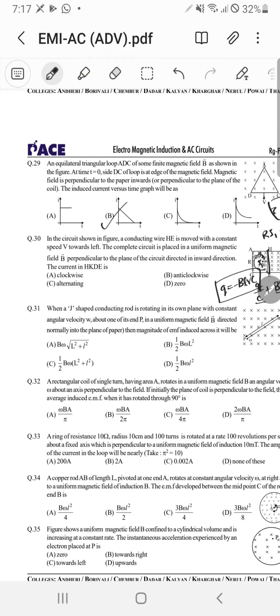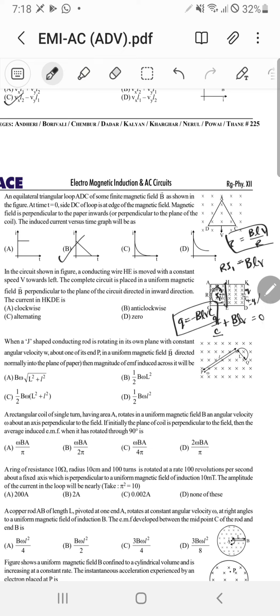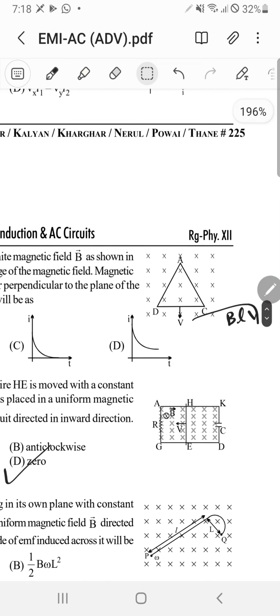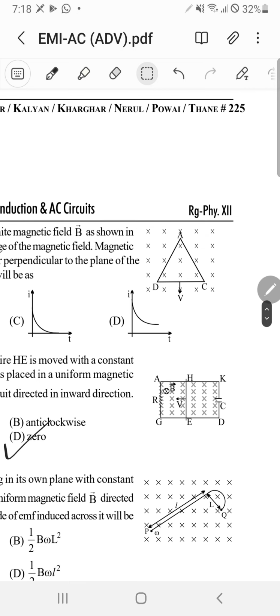So what do we want? Complete circuit is okay. Current in HKDE. That's 0. We just saw that. I thought they were going to ask about some other current, but whatever. Alright, next question. Wait a second.